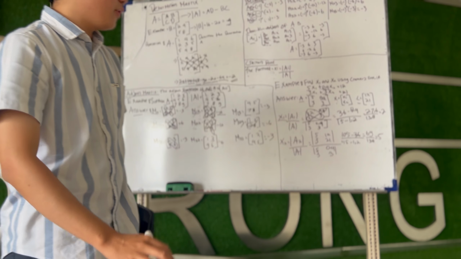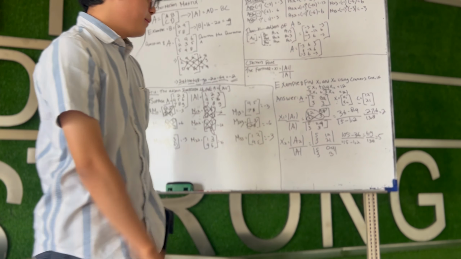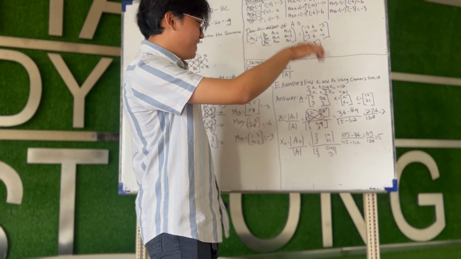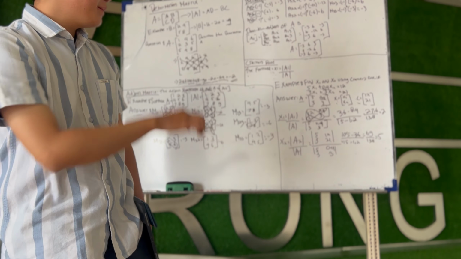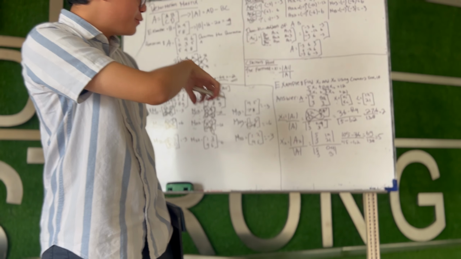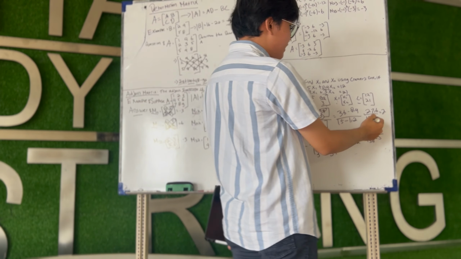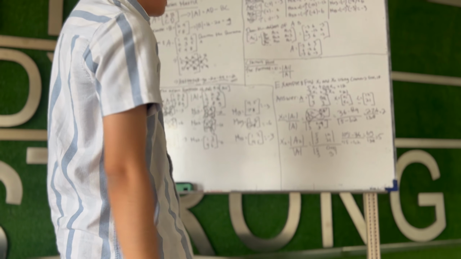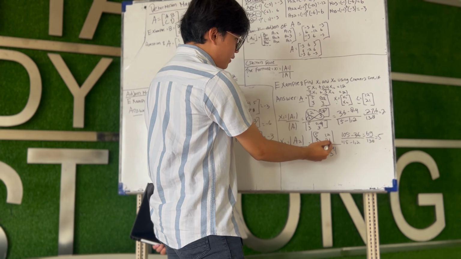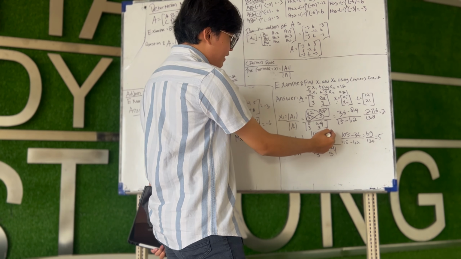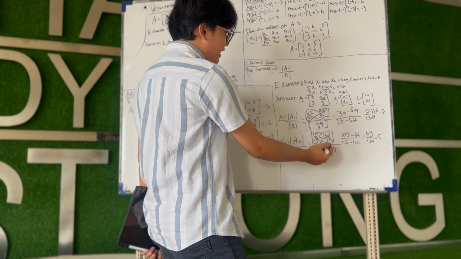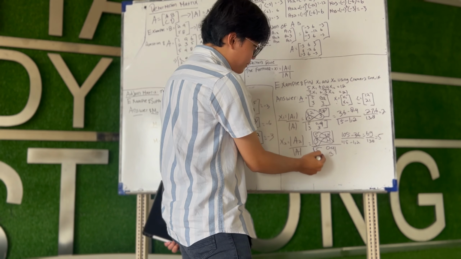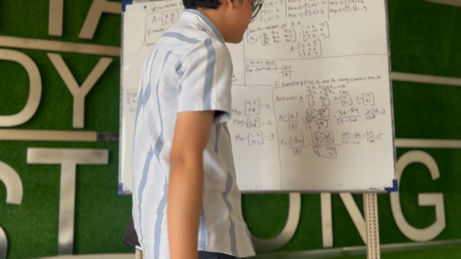Minus 8.4 per 15 is 2, the answer is 2, and x2 is 5 multiply 21 minus 12 multiply 3, over 5 multiply 3 minus 3 multiply 0.4, is 5.